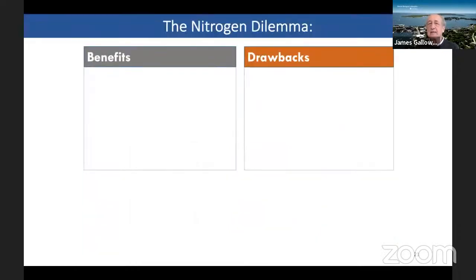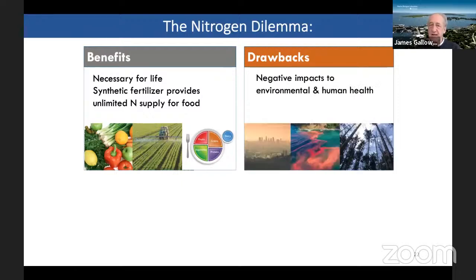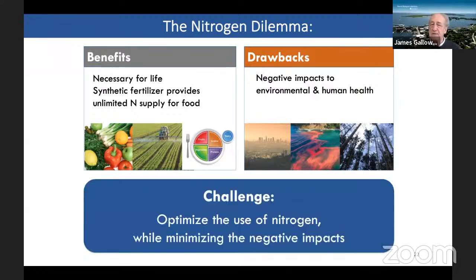So we really do have this nitrogen dilemma. We need nitrogen. It's necessary for life. We have to have it. But it has a host of negative impacts on the environment and on people. And so the challenge is to optimize the use of nitrogen while minimizing negative impacts.